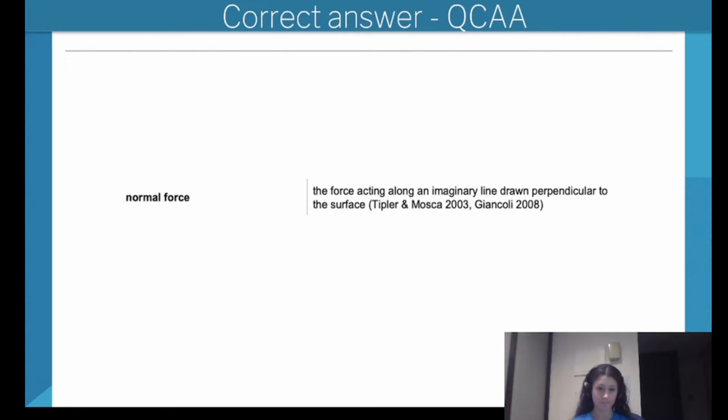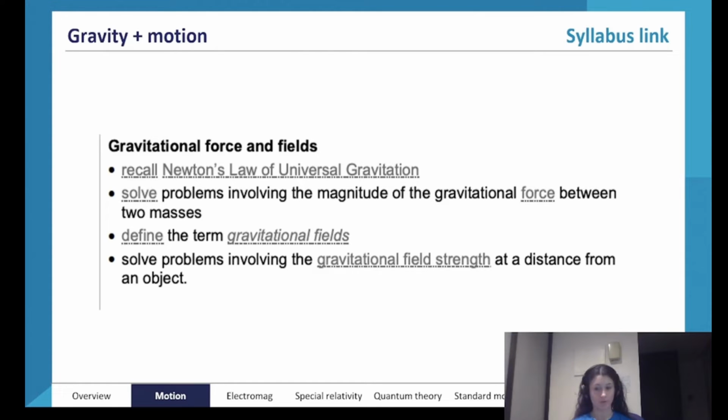So for our surfaces here, the normal force is going to be acting at right angles. That definition is the QCAA official definition. So this is the kind of thing that you would want to memorize for your external. So, getting into gravitational force and fields.